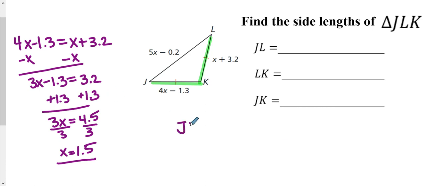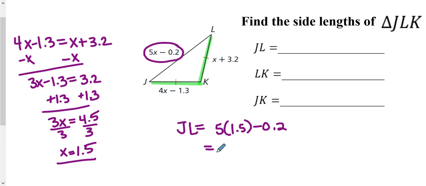So the length of JL, okay, so that is up here, 5x minus 0.2. So 5, and then substitute in 1.5. So 5 times 1.5 is 7.5 minus 0.2 is 7.3.